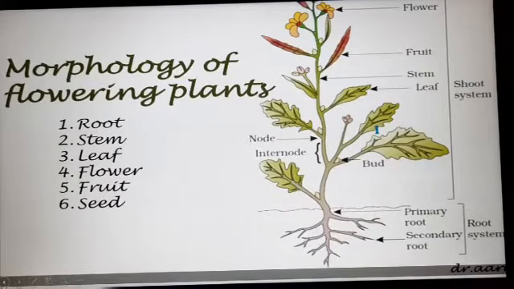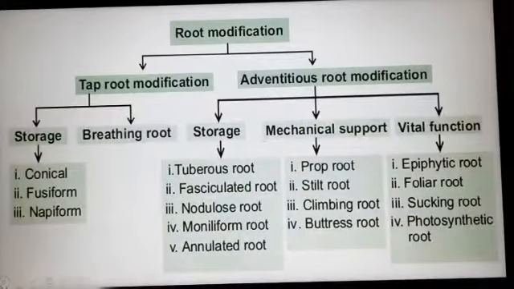Students, in the last class we already discussed the root system and types of root. Then we read the functions of the root. Today we are going to discuss modification of root. Both tap and adventitious roots undergo modifications to perform specialized functions of the plant. Roots may be modified for storage of food, additional mechanical support, or certain vital activities of the plant.